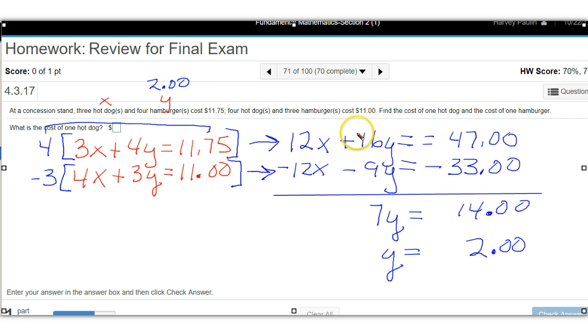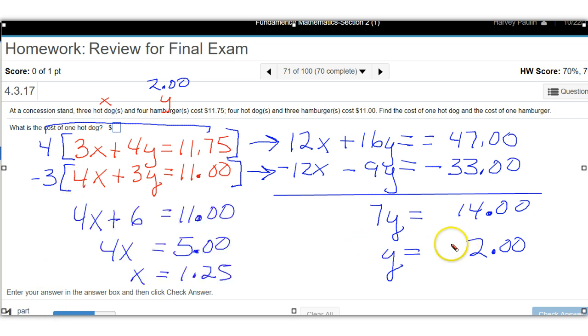Well, we still have to figure out the cost of the hot dogs. So if we know that y is $2, we put that there in this equation. 3 times 2 is $6. And I subtract $6 from both sides. I get $5 here. So 4x equals $5. Divide both sides by 4. I get each hot dog is $1.25. And this checks out. But again, I'm showing the work in a clear, hopefully clear, and orderly way.